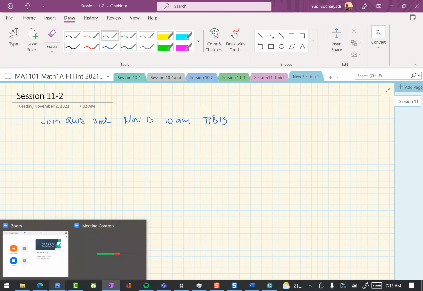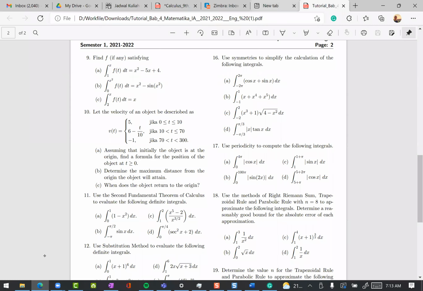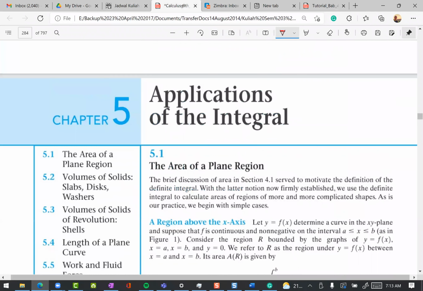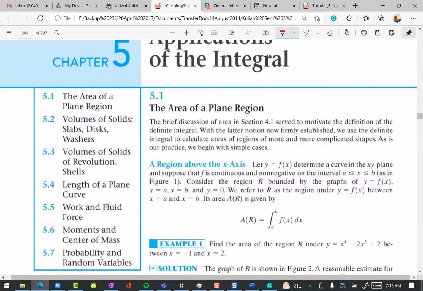What we start today is chapter 4, more on applications of the integrals. There are 7 sections in this chapter, but we won't cover all of them because we will skip some. We will skip this one, like our plane curve, and this. So we cover only the first 5 sections.